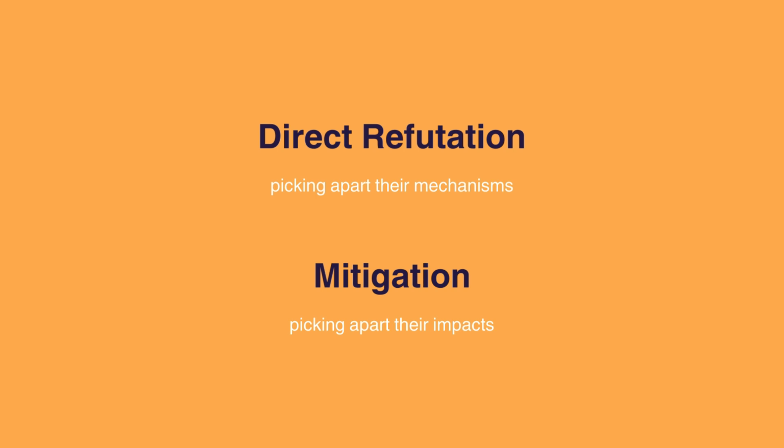Mitigation is when you pick at your opponent's impacts and point out that they're exaggerated. So you're mitigating your opponent's arguments. For example, if my opponent's impact is that 100 zoo animals are abused, I might mitigate that by proving that only 10 zoo animals will be abused.